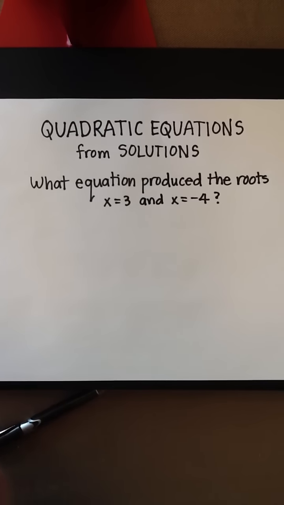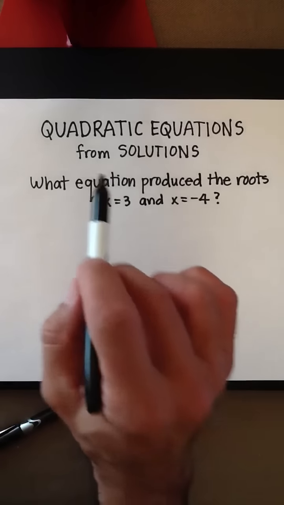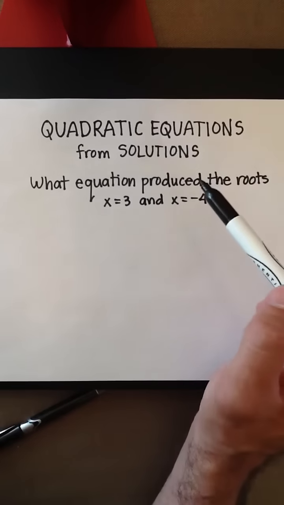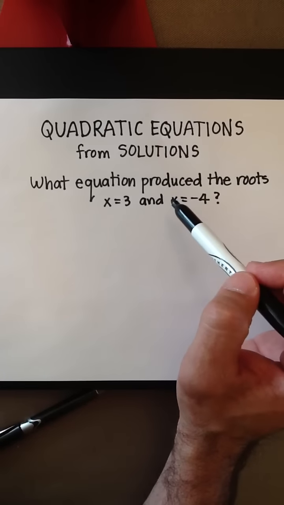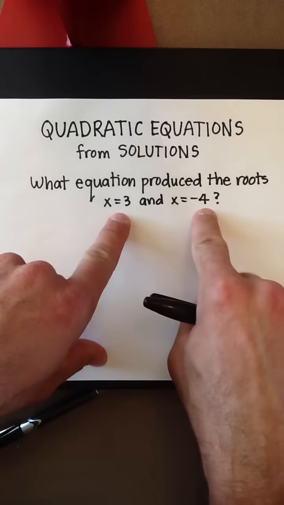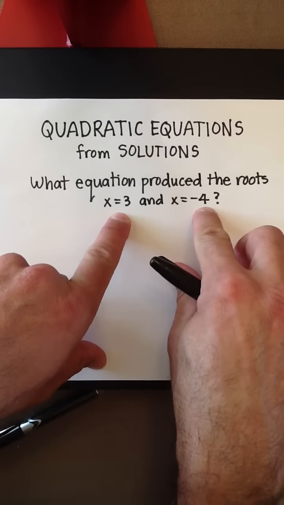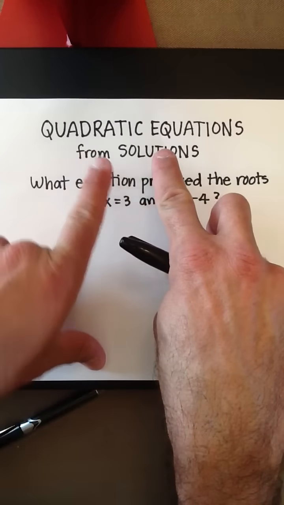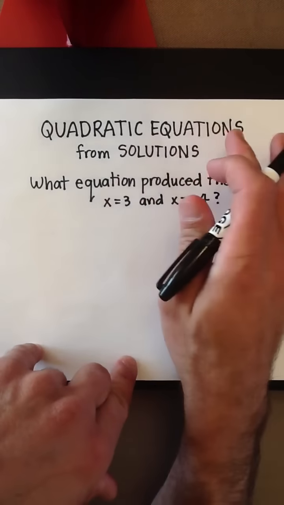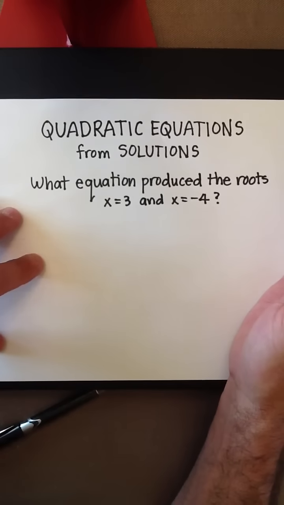Okay, in this video, I'm going to show you how to find an equation, in this particular video, a quadratic equation that produced these two answers. And what we're going to do is take these two answers and then work backwards and figure out what the equation was that produced those.